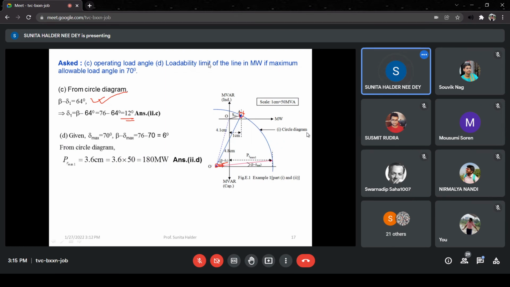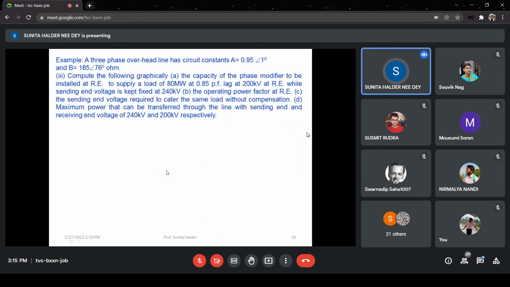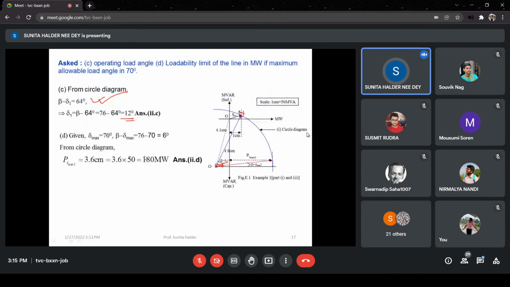Loadability limit. If it is asked for loadability, then the load was 50 megawatt, right? So the maximum is 180 megawatt, and 180 megawatt minus 50 megawatt, that is 130 megawatt, would be the loadability. So you read the question properly and then answer.